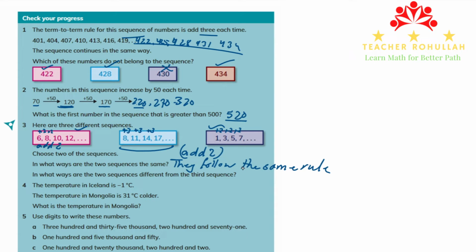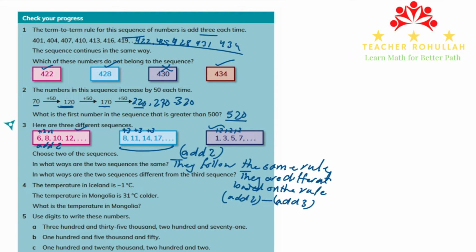So in what ways are they different? They are different based on the rule. How based on the rule? For the first two, the rule is add 2. Then for the third one, the rule is add 3. This is what makes them different.